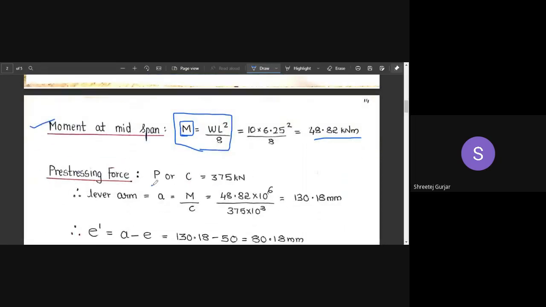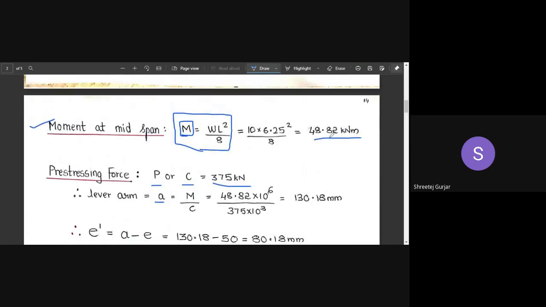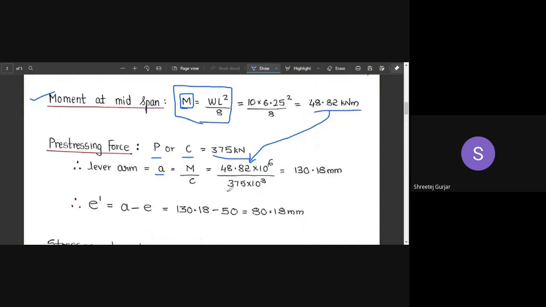We know the pre-stressing force we have been given, that is nothing but equal to C, that is 375 kilonewton. And the lever arm we can calculate like M by C. So the M value we have calculated is 48.82, which is given over here, and then divided by C, which is nothing but the pre-stressing force.